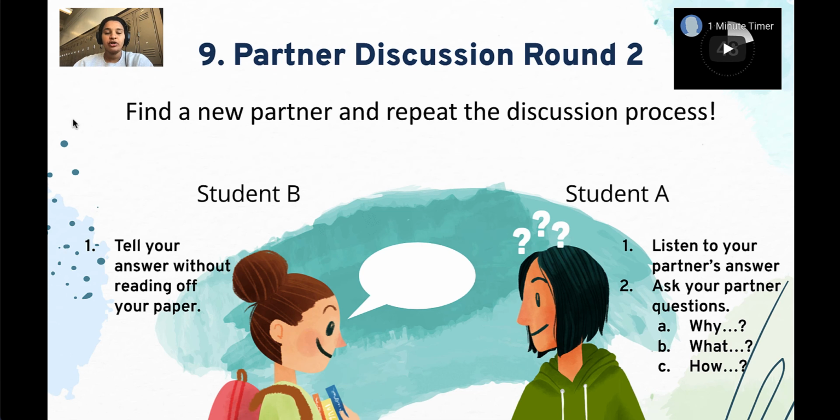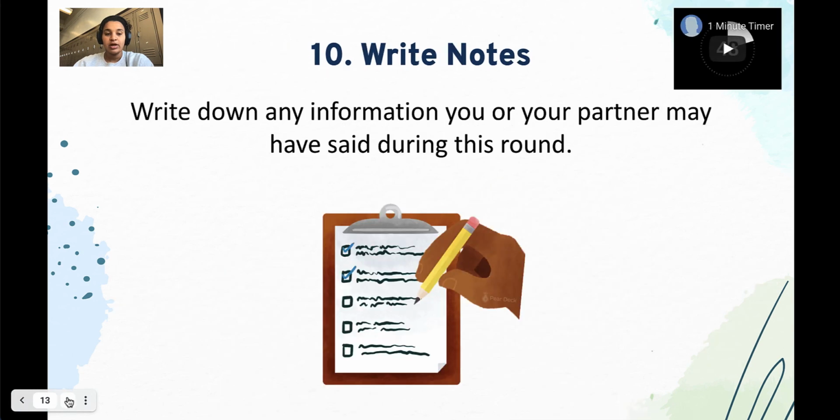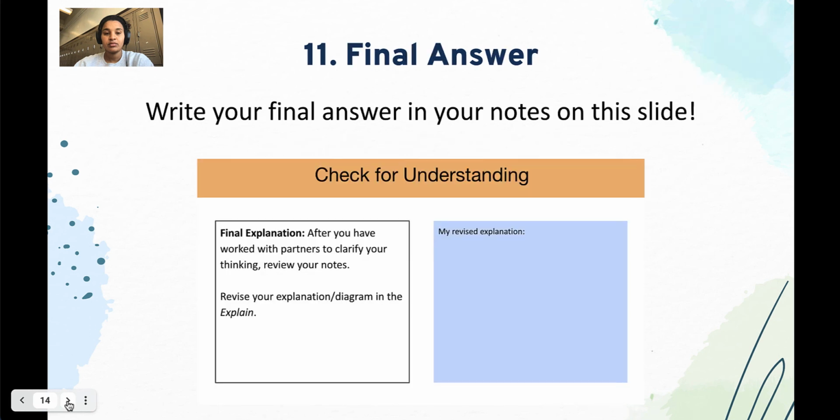Student B, you're going to tell your answer to student A. Student A is going to listen and then ask questions to help strengthen student B's answer. Now, student B, you're going to write down any notes or new pieces of information that you may have discussed during this round. Once you go through this one more time, you're going to write your final answer on this slide in your notes.